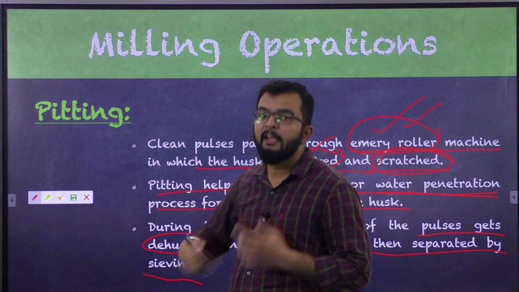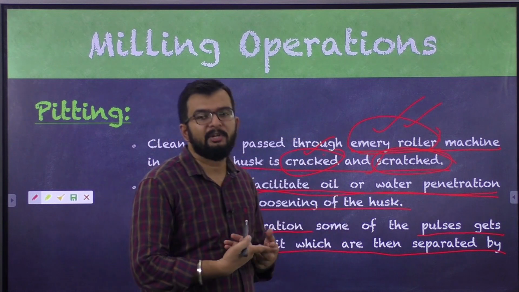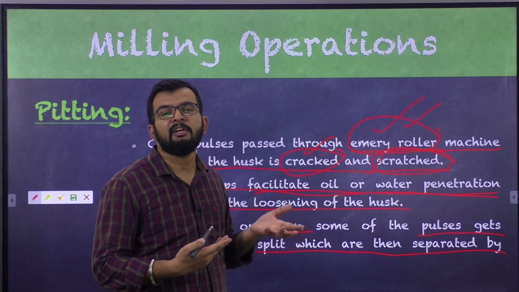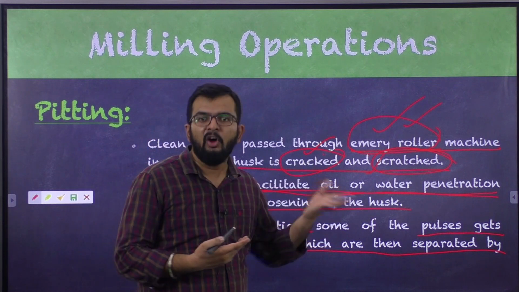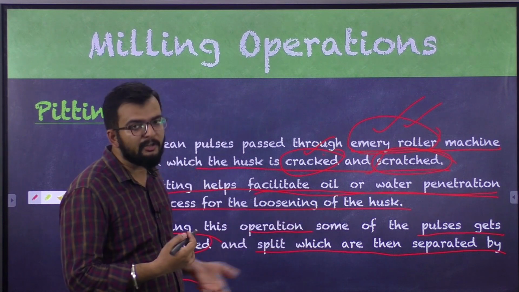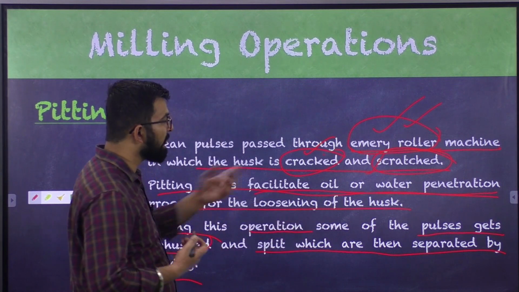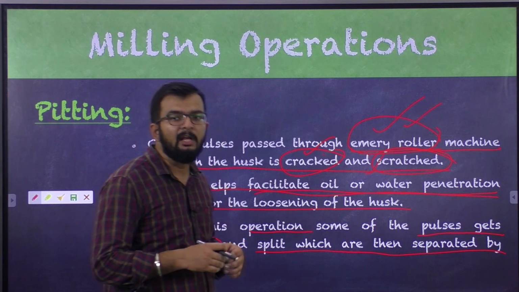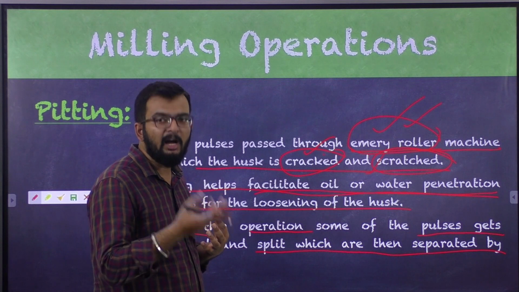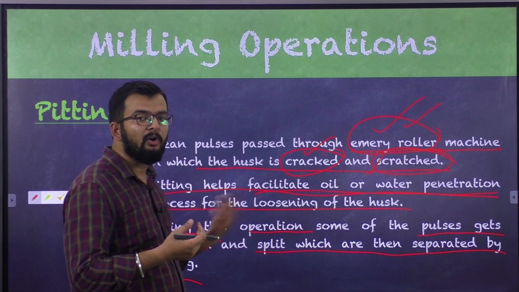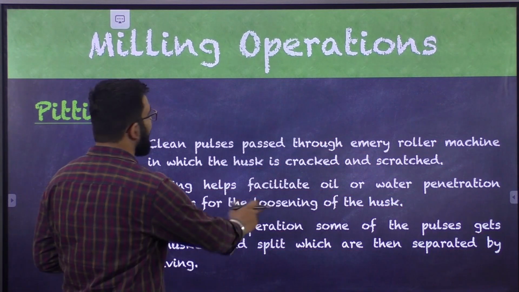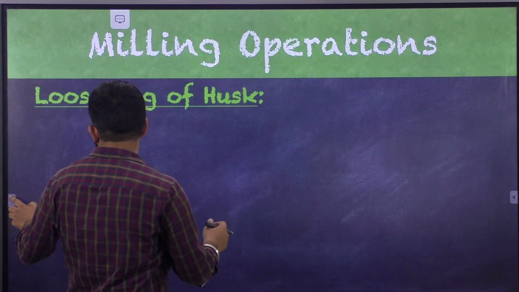We have read earlier, sieving is required after every operation in which we are passing the pulses through some sort of roller, or performing some mechanical or impact operation on them. So in this case also, when we are passing them through the emery roller machine, some of the pulses which are loose or not that hard may get dehusked, split, or powdered easily. So we need to sieve them before passing them to the next stage.